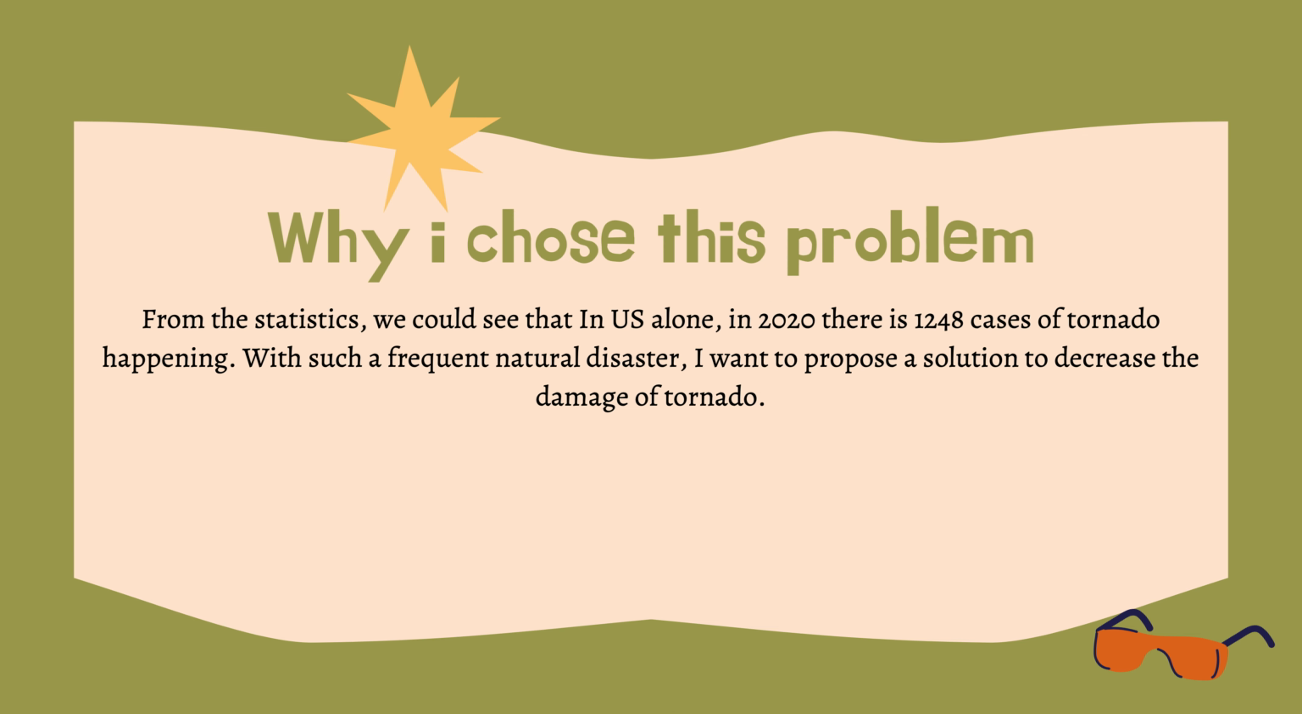So, this is the reason that I chose this problem. From the statistics, we could see that in the US alone, in 2020, there were 1,248 cases of tornado happening. With such a frequent natural disaster, I want to propose a solution to decrease the damage of the tornado done to people's houses.